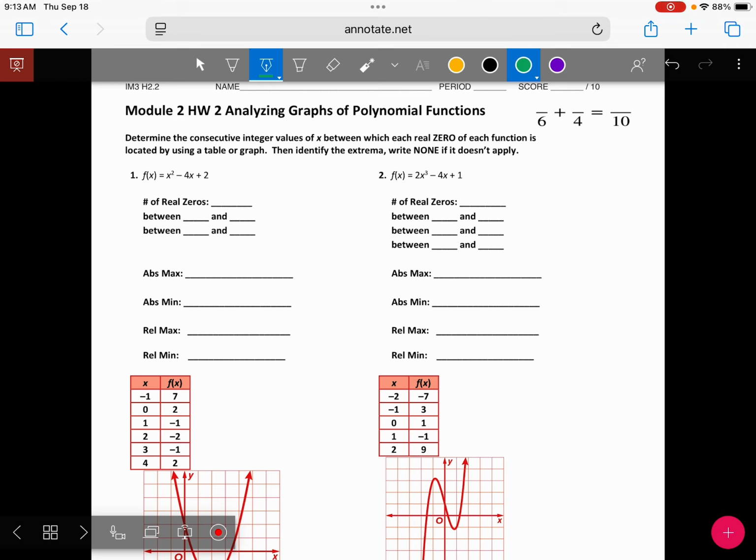You said no red ink on homework. I would prefer not. That's my preference. That goes in the blue tray.